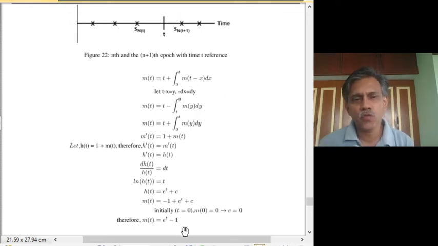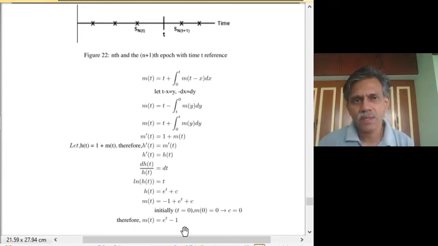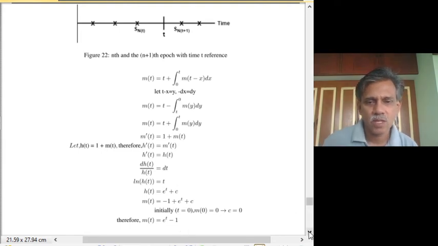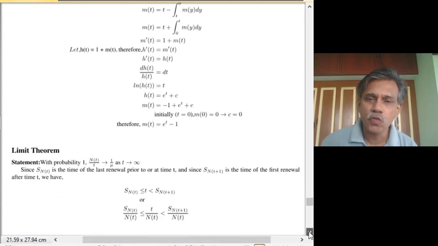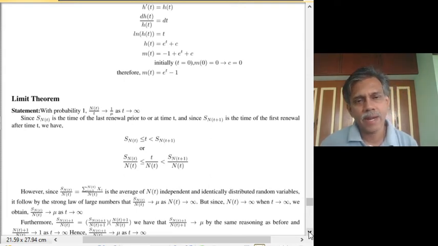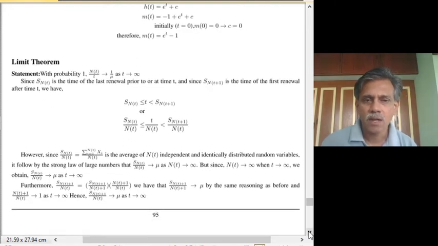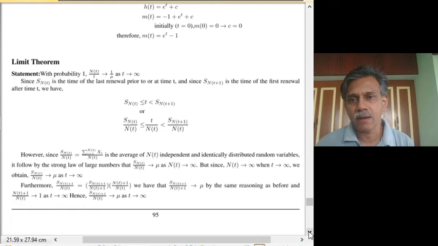So we get a very useful formula: if you have a sequence of renewals such that the time between two renewals is uniformly distributed between 0 and 1, then the number of renewals that will happen in any given time t is simply given by e power of t minus 1. So that is a very useful formula that we can make use of. Then we will derive what happens to the renewal function when you consider very large intervals.